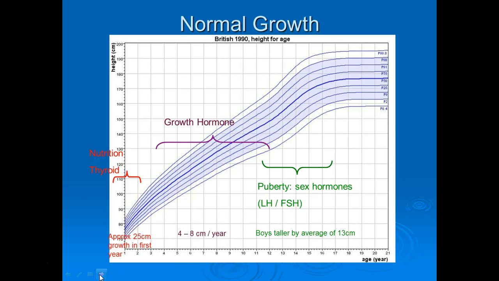And then children obviously hit puberty, and their puberty and their growth is delivered via the sex hormones, LH and FSH, and they get their pubertal growth spurt. And boys on average are taller than girls by about 13 centimetres and can expect to gain about an additional 25 centimetres during puberty.